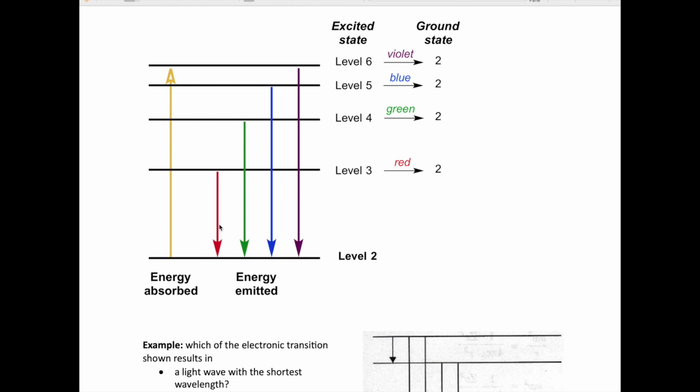So in this case, if it's a red light, that means it's a jump between very close or neighboring levels, right? Neighboring shells. Whereas if you get light of higher energy, that means that it's going through a bunch of different levels before it gets to that final destination, okay?